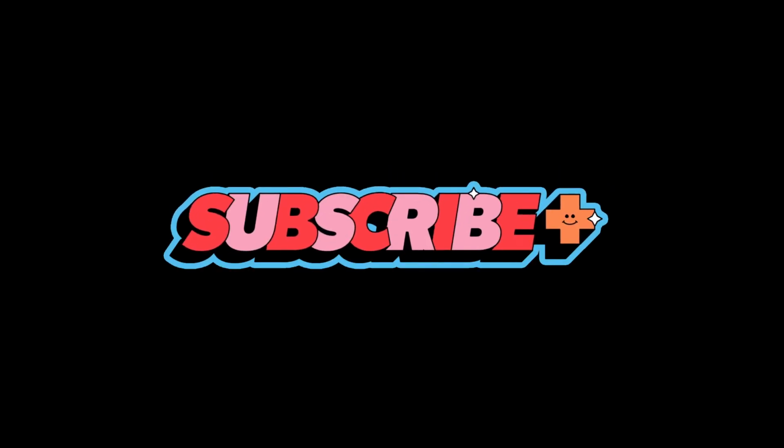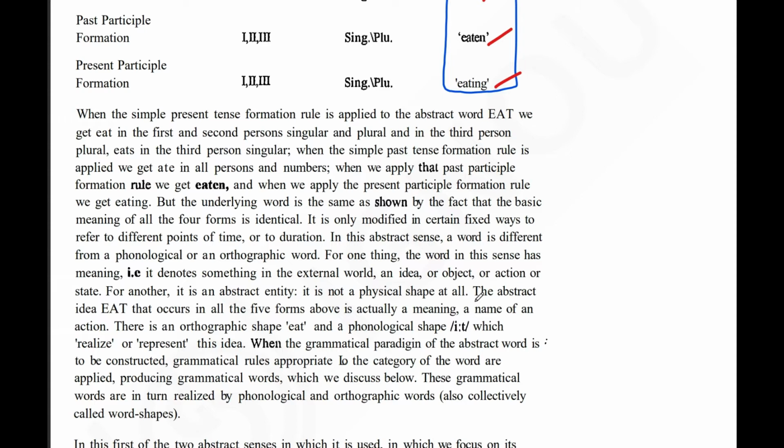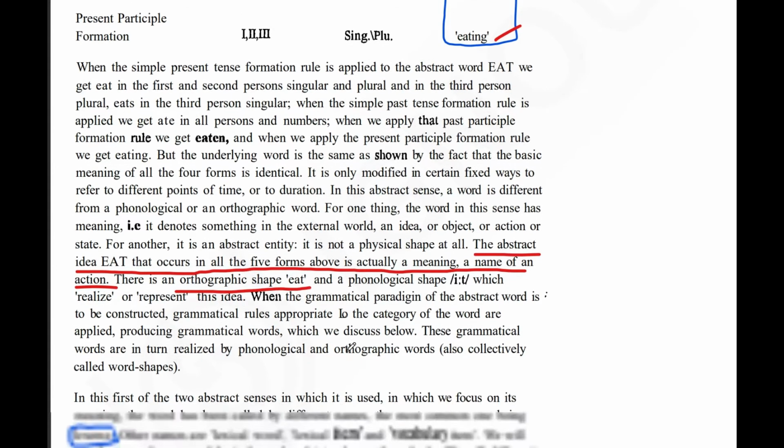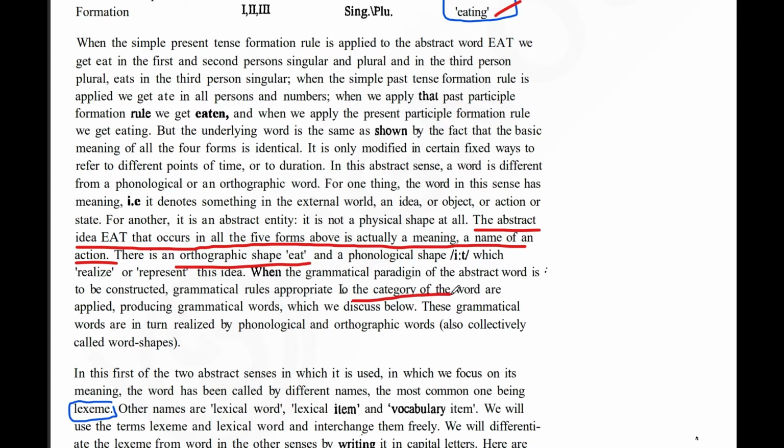A lexeme, so the abstract idea eat that occurs in all 5 forms above, is actually a meaning, a name of an action, okay? And which is an orthographic shape of eat. This is what we are getting. So the category of words that are applied, producing grammatical words, which we discussed below, these grammatical words are in turn realized by phonological and orthographic words, and these are called word shapes.